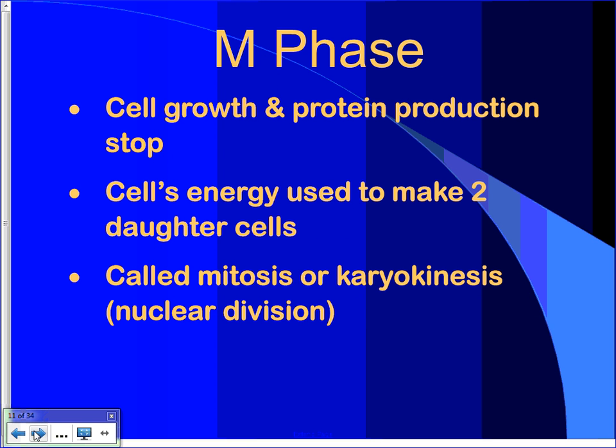Now, during the M phase, obviously the mitosis phase, this is where the cell's energy is used to divide. It divides into two daughter cells. This is also called karyokinesis, nuclear division.